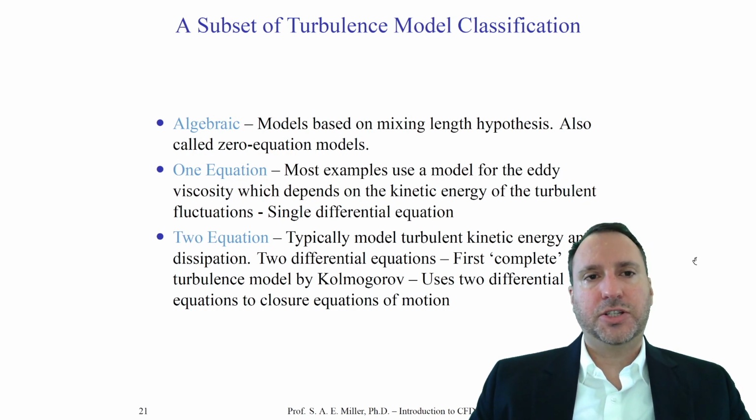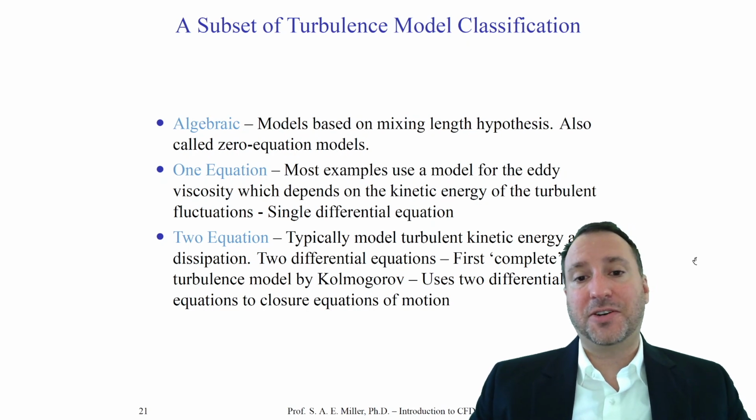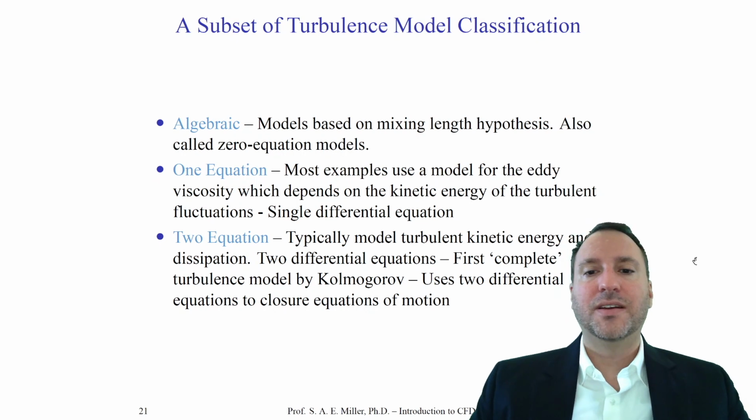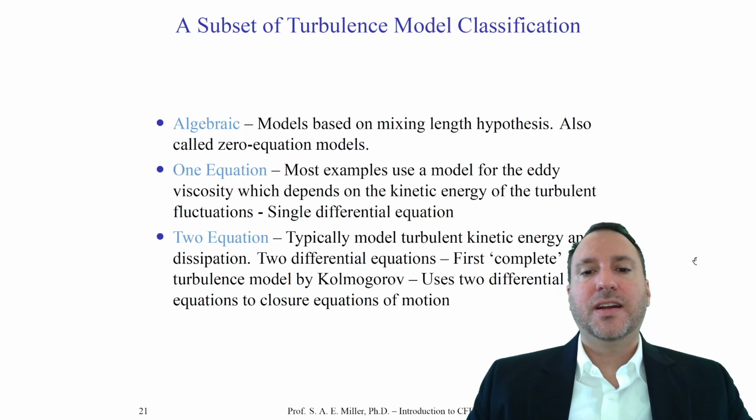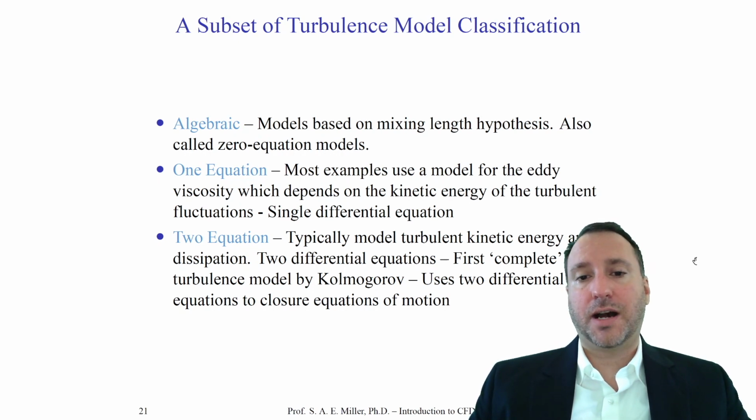Finally, another classification of major types of turbulence models are two equation models. That means we're using two additional differential equations relative to the set of original equations to model the turbulence in the flow. These will typically be used to model turbulent kinetic energy and dissipation in the flow. They represent the first complete models of turbulence. And of course, the first complete model of turbulence was also written by Andrei Kolmogorov. What an amazing contribution. Anyway, this will use two different equations to close the set of equations. And I mentioned the word closure, which of course is going to be a topic for next time.